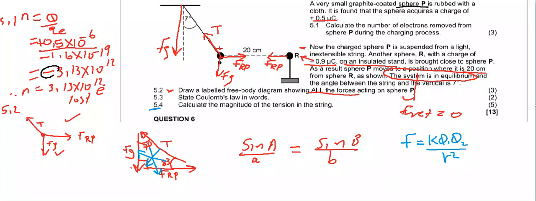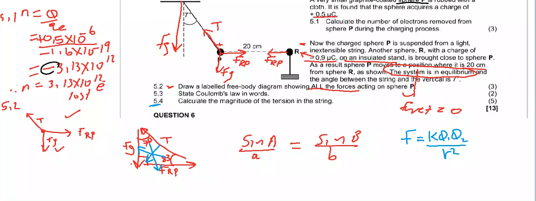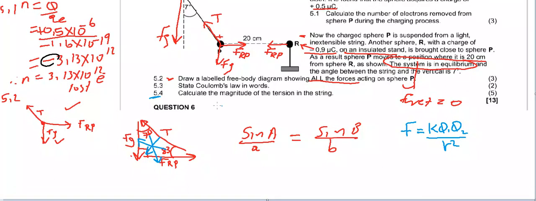Here is the second question, or the last question in fact. The last question says, calculate the magnitude of the tension in the string. That is 5 marks. Since we have charges, that is q at P and q at R, we are going to calculate the electrostatic force.